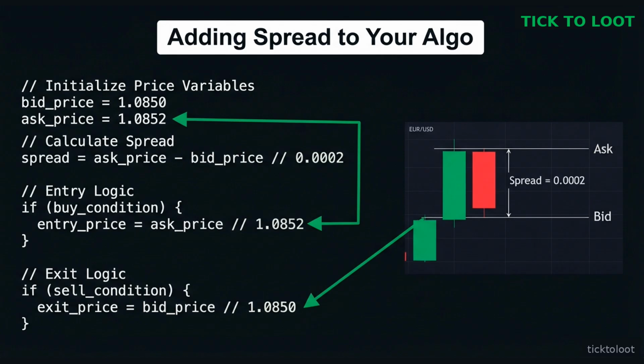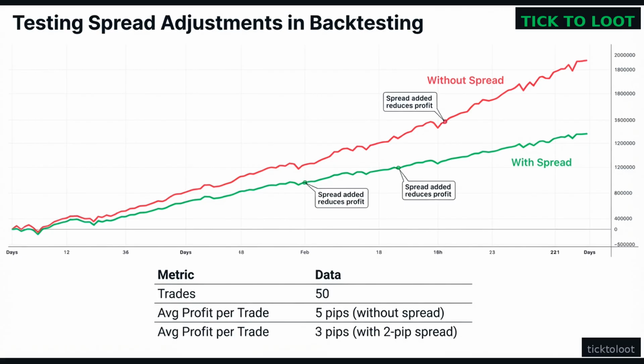Finally, you can store the spread value in a separate variable called current_spread and log it each trade for later analysis. This step-by-step method ensures your algorithm never pretends it earned more than it really did, keeping your performance numbers honest from day one. Now that you know how to code the spread, let's see why testing that code matters. Backtesting is simply running your algorithm on historical price data to see how it would have performed in the past. Much like a flight simulator lets a pilot practice without leaving the ground.